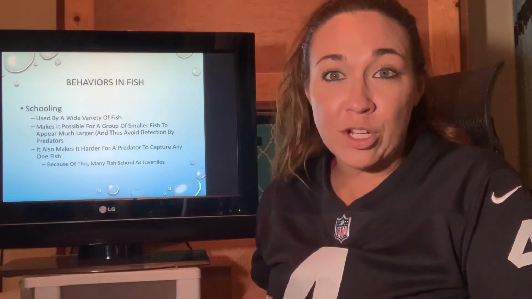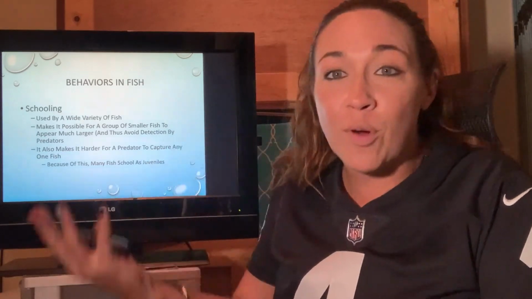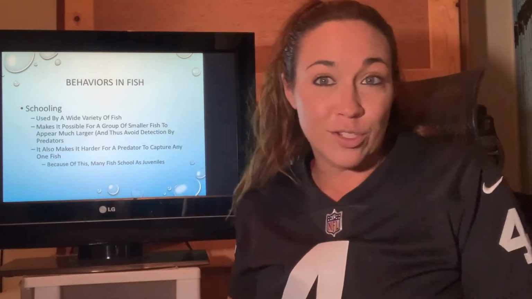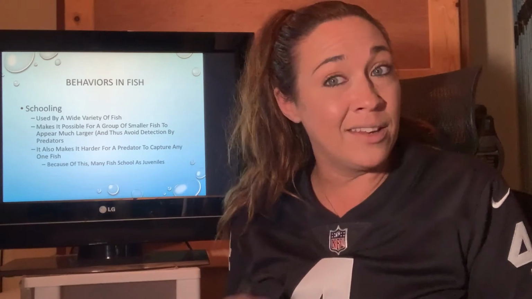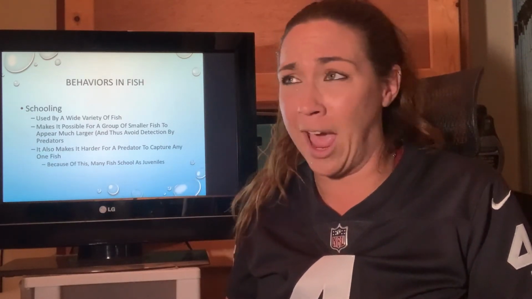Now, schooling we already mentioned. Again, this is done by a ton of species. This is about safety in numbers. This is about deterring predators. It's also the chances of you getting eaten, that's the whole safety in numbers thing, as well as it's really confusing for predators to actually pick one of you out.